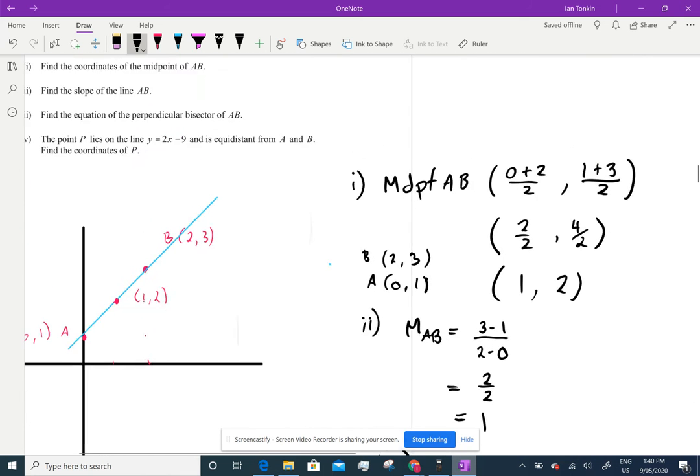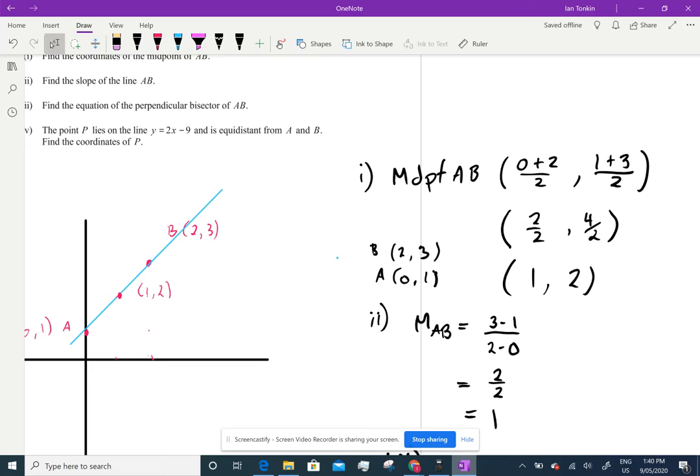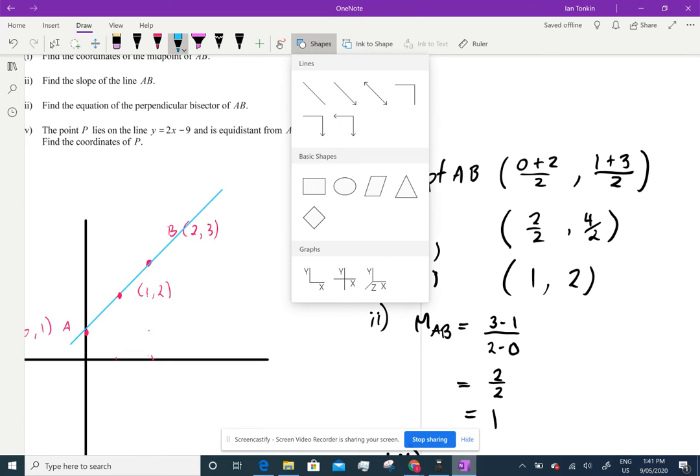Now, the last bit. The point, well, I'm going to draw this on. The point P lies on the line y equals 2x minus 9 and is equidistant from A and B. Now, you don't have to do this, but I'm going to do it anyway. So this is not going to be part of anything you have to do.